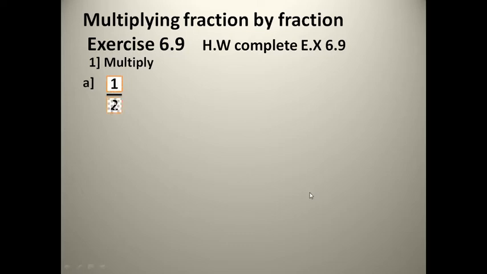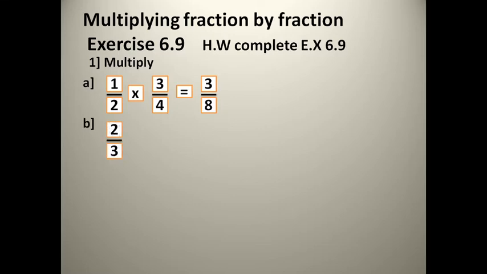Here, if we have this fraction 1 by 2, multiply 3 by 4. So how we can multiply? It is so easy. We multiply 1 into 3, it is 3. 2 into 4, it is 8. Okay, next here, how we can multiply this fraction? 2 by 3 multiply 4 by 5.